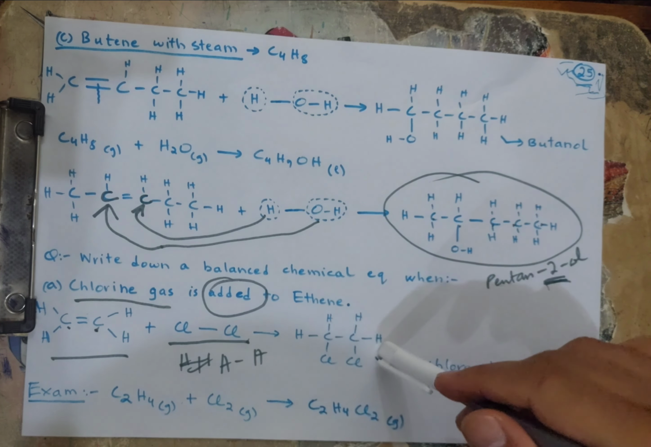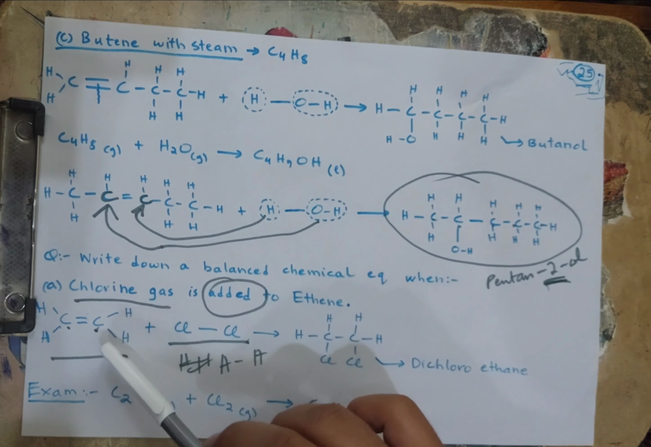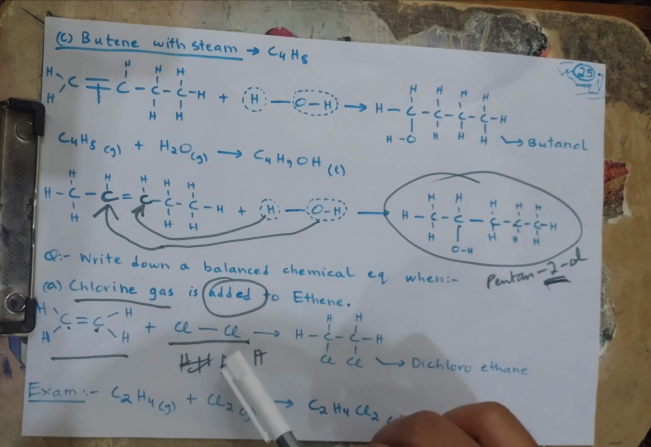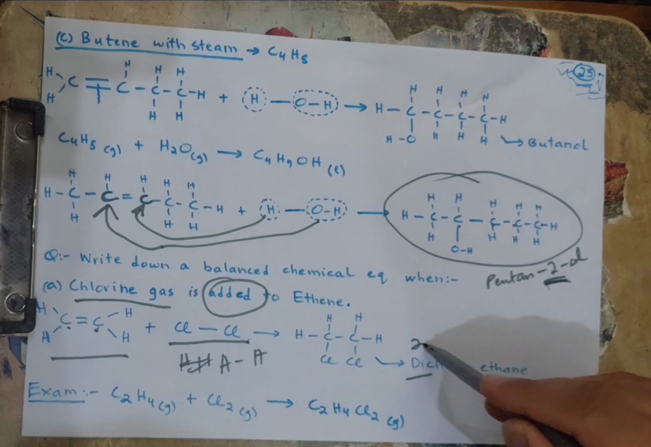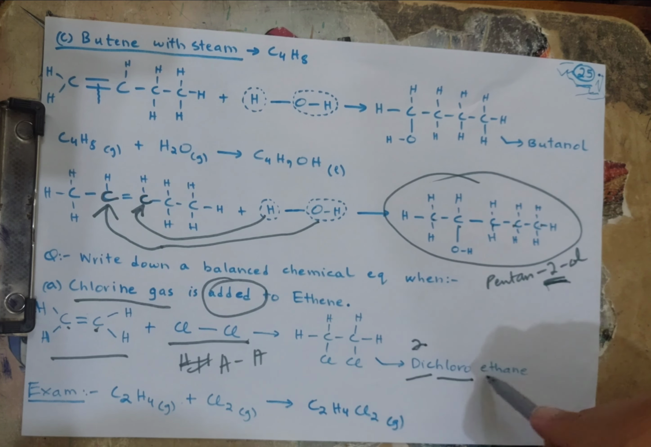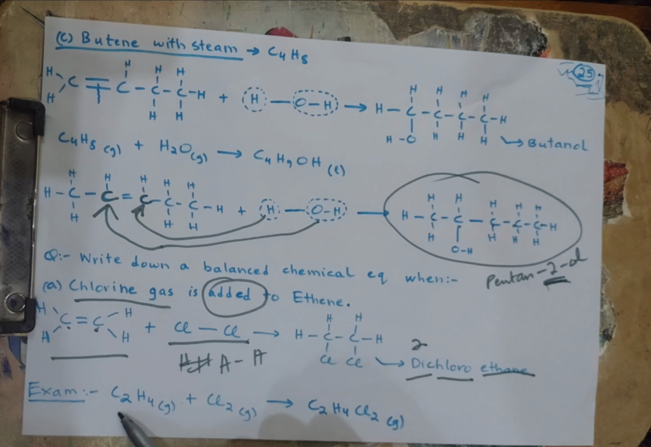Except that in that case, when hydrogen was added to ethene, we had ethane. We will have ethane here too, but with two chlorines attached, so we call it di, meaning two, chloro, ethane: dichloroethane. When ethene is added to chlorine gas, dichloroethane is the product formed.